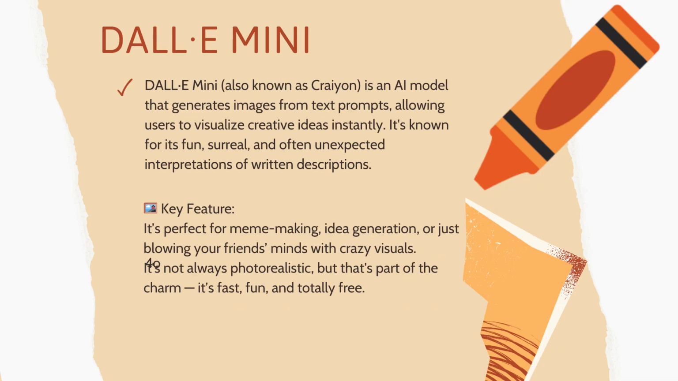Last but not least, DALL.E-mini, also known as Crayon. This one's just plain fun. DALL.E-mini is a free AI image generator that turns your text into wild, creative pictures. Just type something like a cat DJ at a rave, and it gives you a hilarious AI-generated image in seconds. It's perfect for meme making, idea generation, or just blowing your friends' minds with crazy visuals. It's not always photorealistic, but that's part of the charm. It's fast, fun, and totally free.